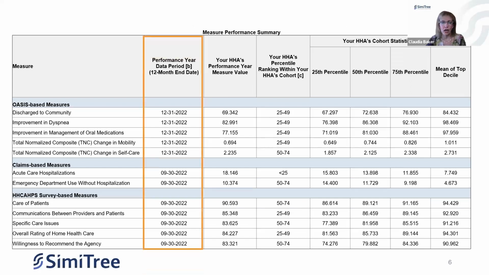Now, this first column that we're looking at on this PIPR report is what performance year we're looking at, because it is different. The OASIS-based measures tend to be a little bit more up to date by a quarter. Right now, the ones we got in April are up through the end of the year in 2022. And then the claims-based and the survey-based measures go back to the end of September, which is where that rolling year, if you will, ends.